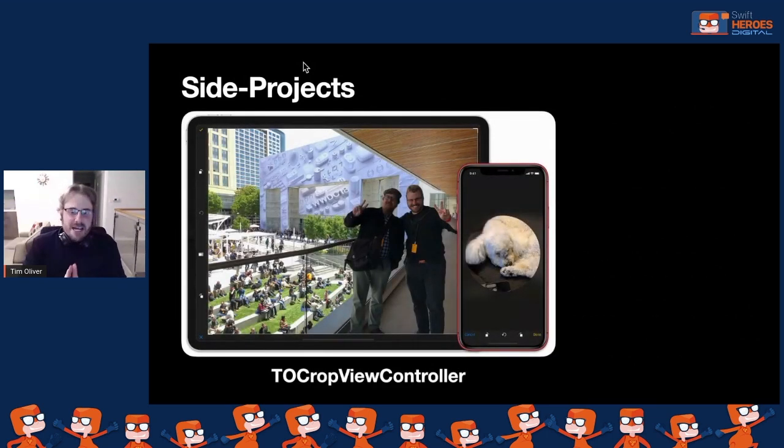Just to back up a little bit, my main open source side project is called TOCropViewController. You'd consider it a very basic library. The idea is you can give it a UIImage, crop out a smaller region, and it exports it as another UIImage. You'd think this is default functionality in iOS, but it's not. As a result, it's been adopted by a few apps.